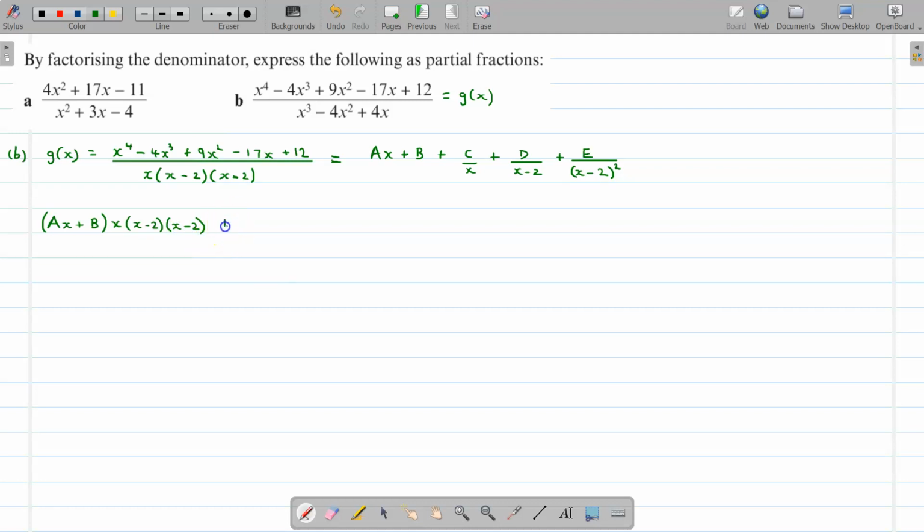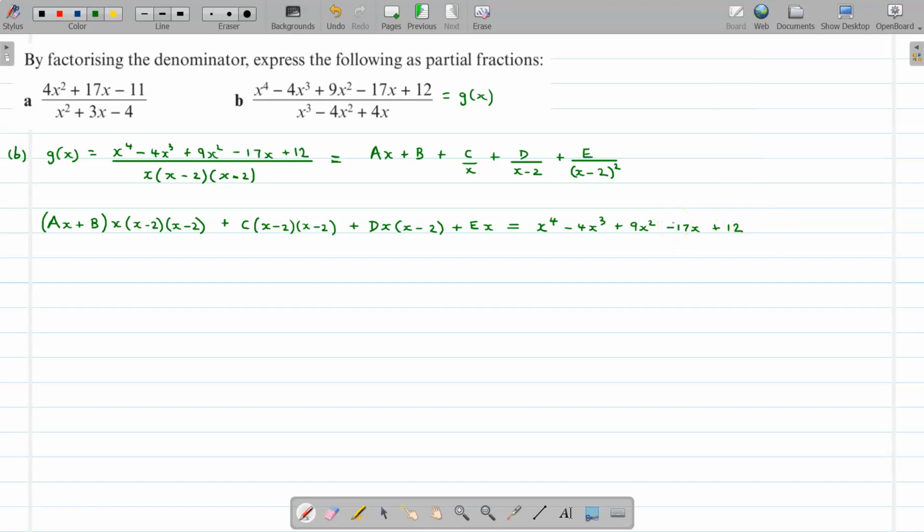And then I've got to have the c. Now at the moment I've got the x, but what I need to multiply the c by is x minus 2 all squared, or x minus 2, x minus 2, because I've already got the x underneath. With the d, I need an x and an x minus 2, so I've got dx times x minus 2. And with the e, I just need to have the x, like that. And all of that would equal the numerator of this, so it's the whole thing, x to the 4 minus 4x cubed plus 9x squared minus 17x plus 12.